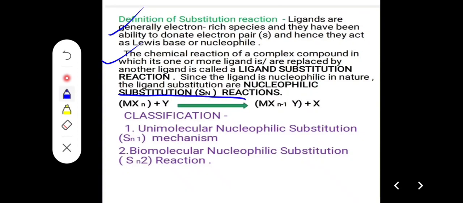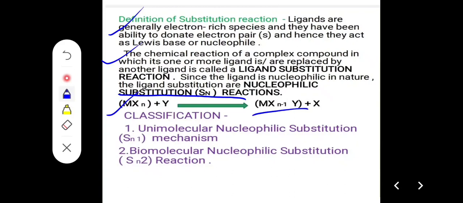Suppose there is MXn. X is the ligand which is still there, that is MXn, plus Y. Y is the incoming group, so we get MXn-1Y plus X, because one X is removed and the other, Y, is attached to the metal. One X is removed from the metal and one Y is attached to the metal, so we get MXn-1Y plus X.